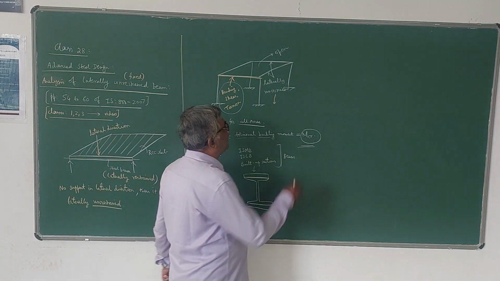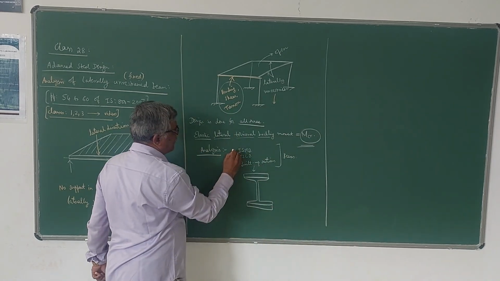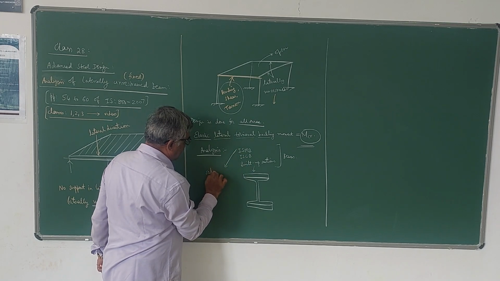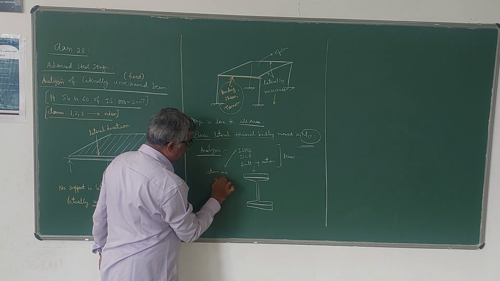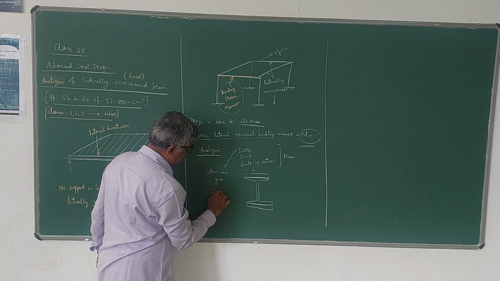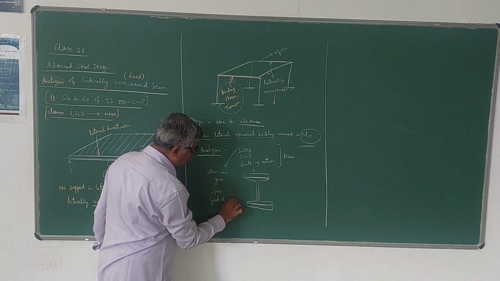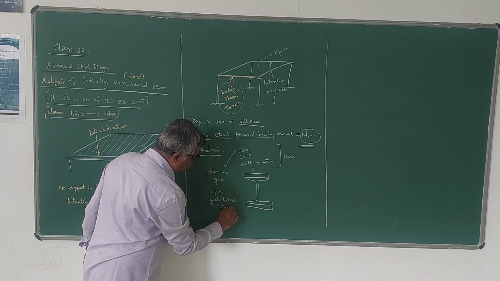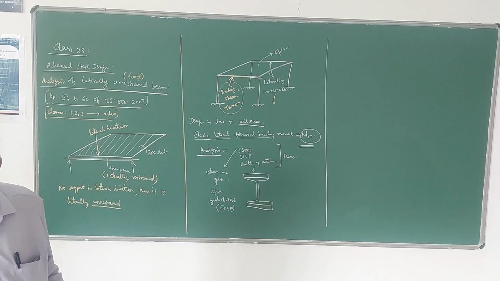Now, first problem I will take, an analysis problem where the section is given. So these sections are given, and they will give the span. Span will be given. Grade of steel will be given. Usually, if the grade of steel is not given, you can assume Fe 410 steel. If they don't give, you can assume Fe 410 steel.